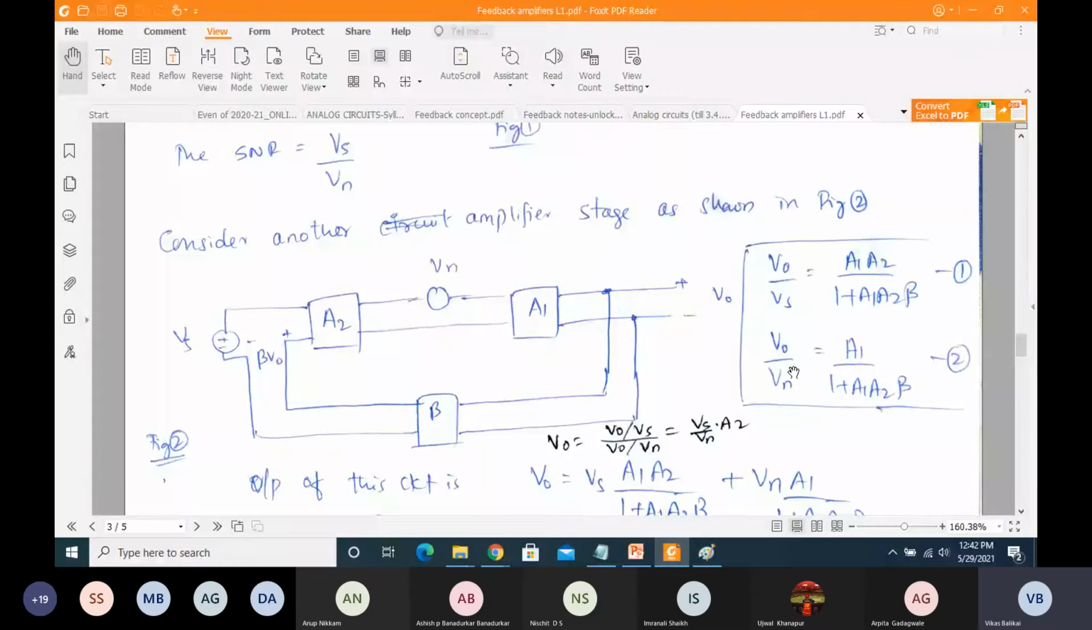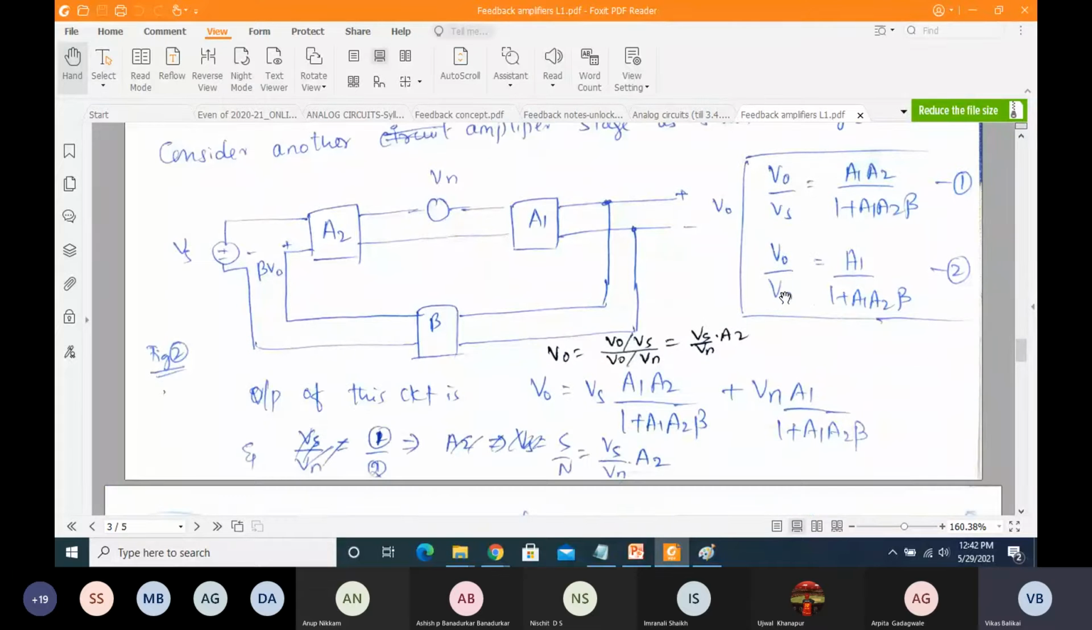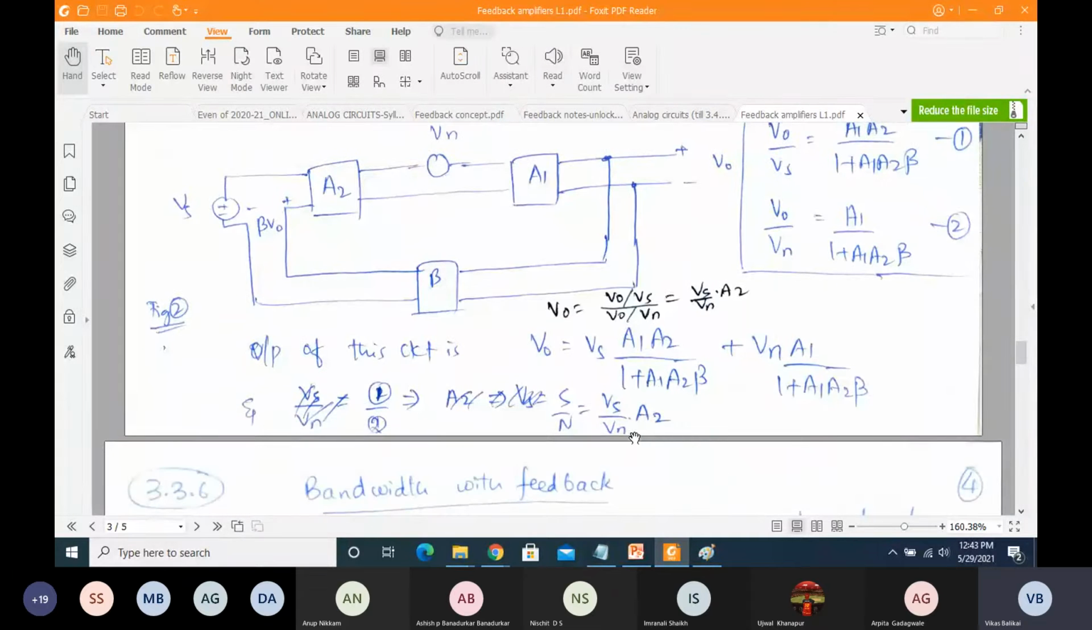Now let's divide V naught upon Vs by V naught upon Vn to obtain the entire output. If I do that, equation number 1 upon equation number 2, what do I get? A1 and 1 plus A1 A2 beta cancel out, and I get Vs upon Vn is equal to A2, or signal to noise ratio is equal to Vs upon Vn times A2. What is it going to symbolize? What is it going to prove to me?